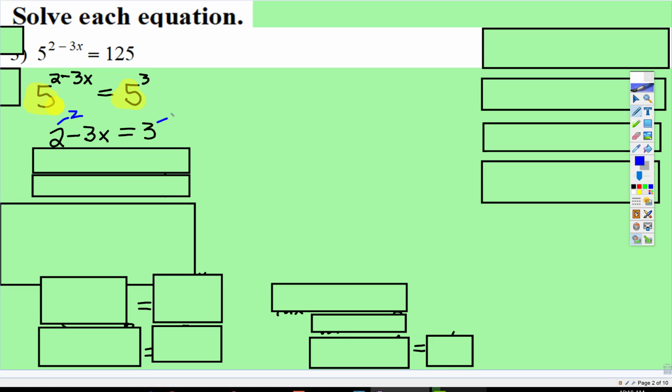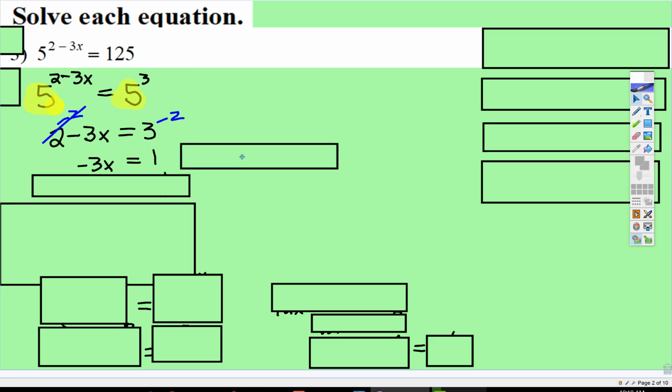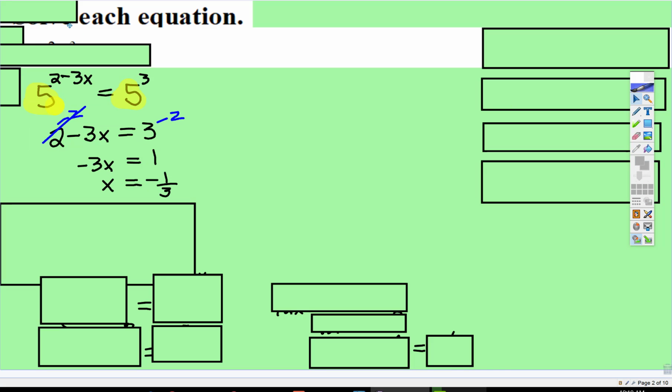We're going to subtract 2 on both sides. You could have done it the other way. You could have added 3x and subtracted 3. So now we have negative 3x is equal to 1. And then, you got it, the inverse of multiplying by negative 3 is to divide both sides by negative 3. And x equals negative 1/3.